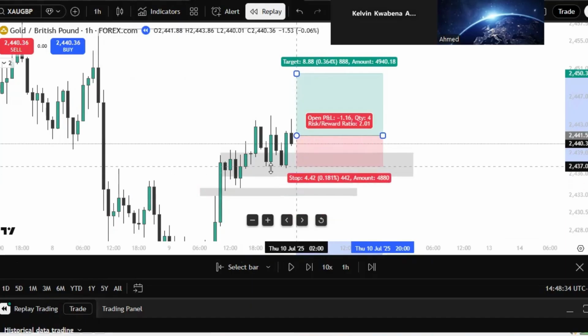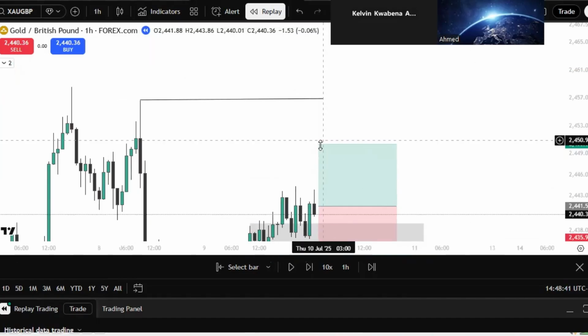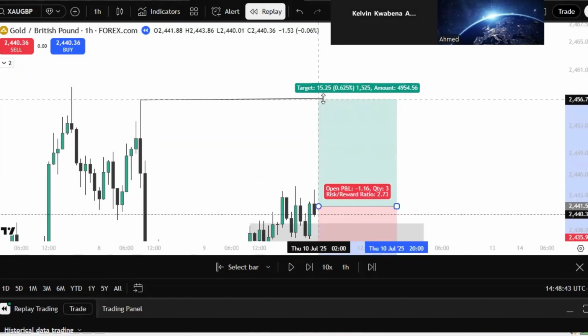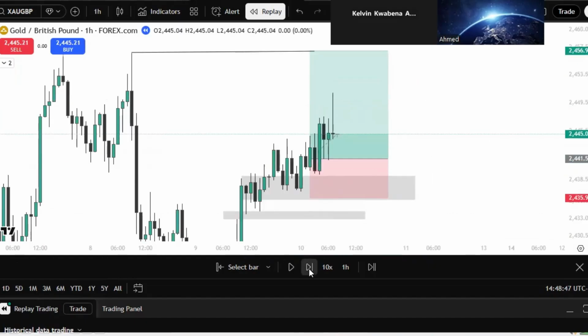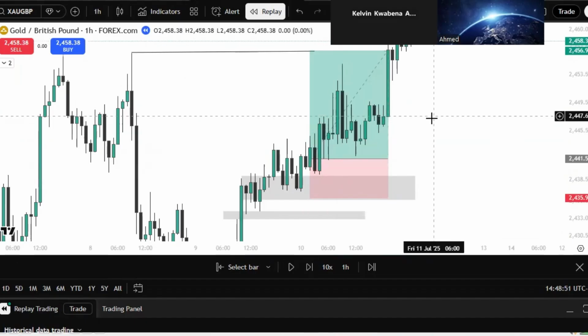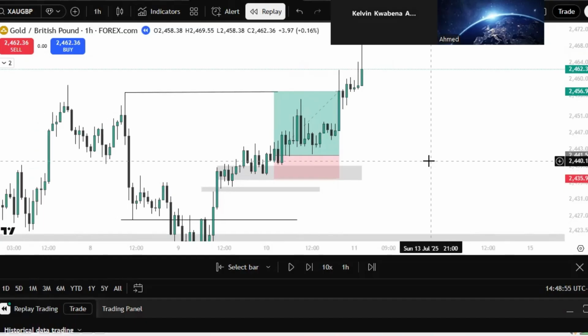Place your target under this low, right? Or just a little below it. And then with the concept of order pairing, you know that the market is going to pair it up with this. So let's see how it will move. And we can see that it happened, right? So this is what we are doing today. If you have any question, you can ask before we end the meeting.